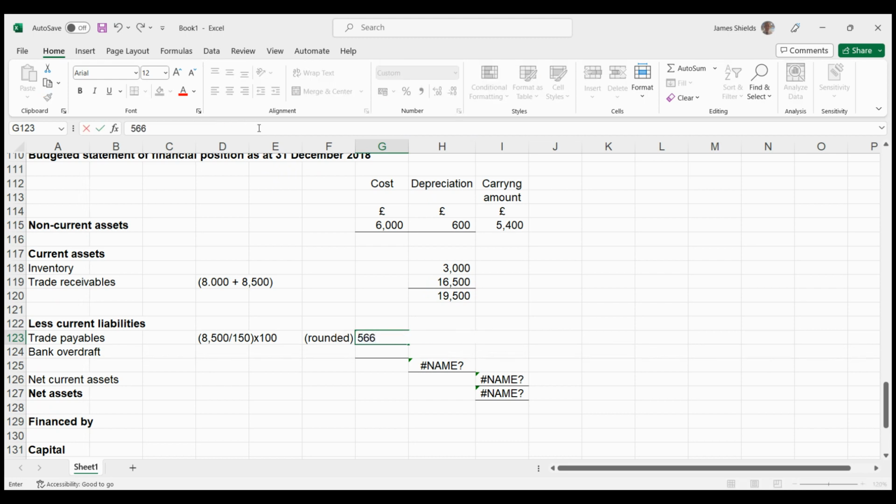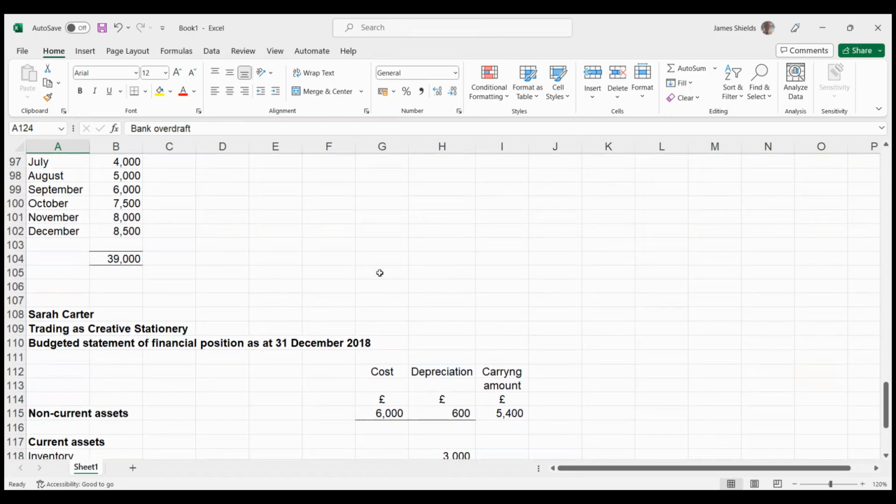It's just 5,667. Okay. Now, the bank overdraft, you could be given a cash budget to do, as well as an income statement or statement of financial position. And your bank overdraft figure or your bank figure, you would find that out from the cash budget. But in this question, we are told what it is.